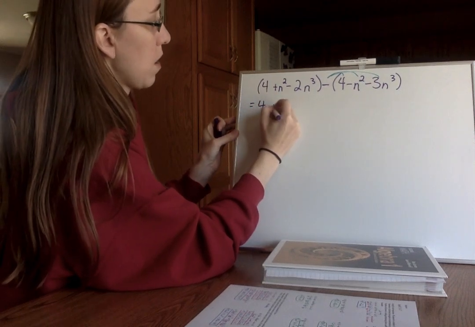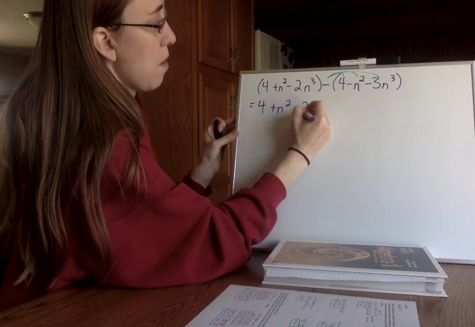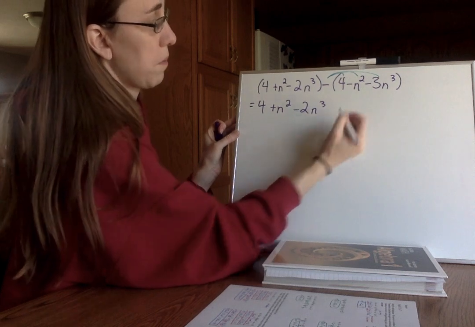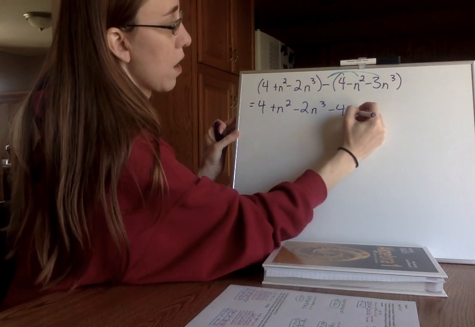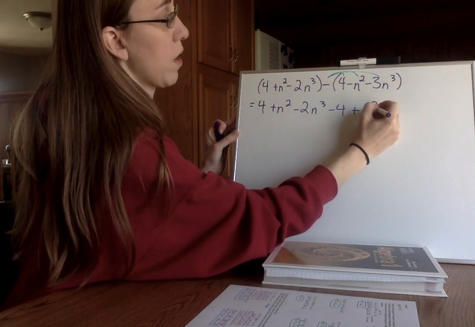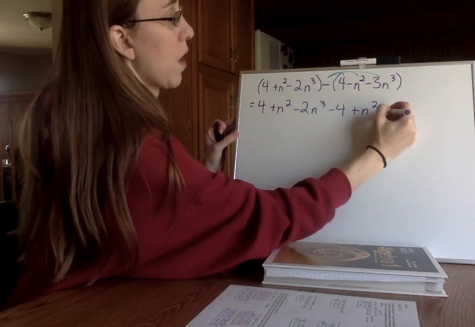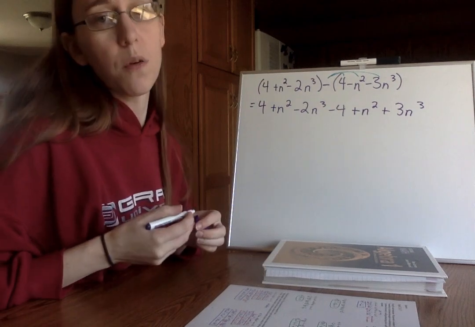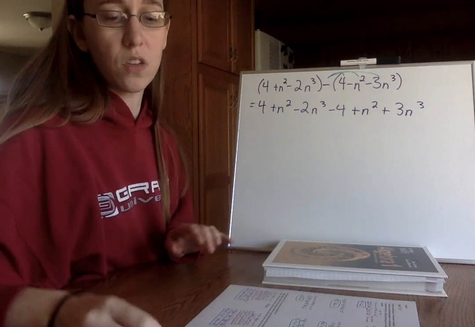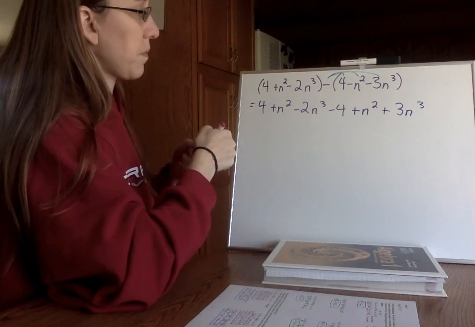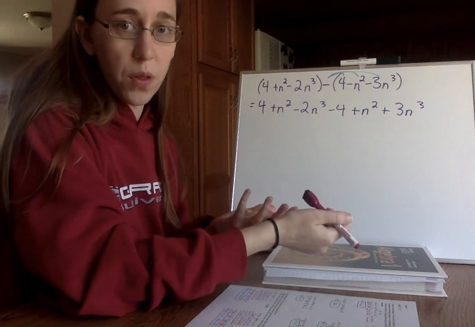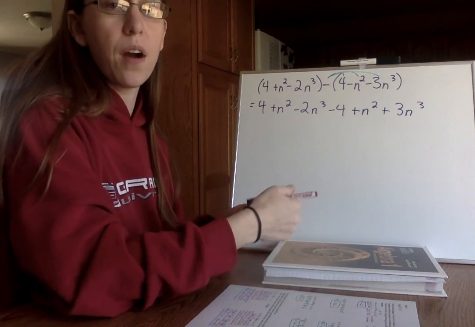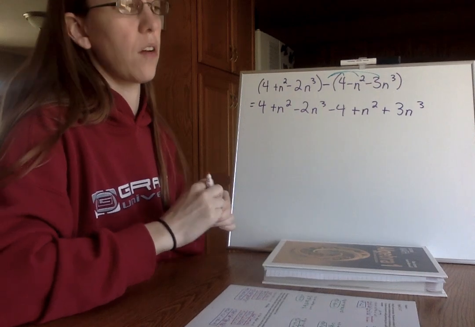We have 4 plus n squared minus 2n to the third minus 4 plus n squared, since we're minus a negative, plus 3n to the third. So all of our parentheses are gone. It'll make it a lot easier to find our like terms. So I always start with the one that has the highest exponent. That way our final answer will already be in standard form.